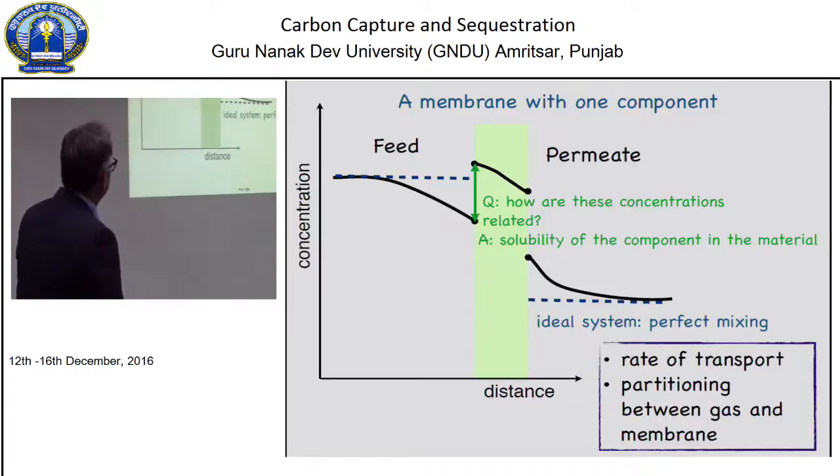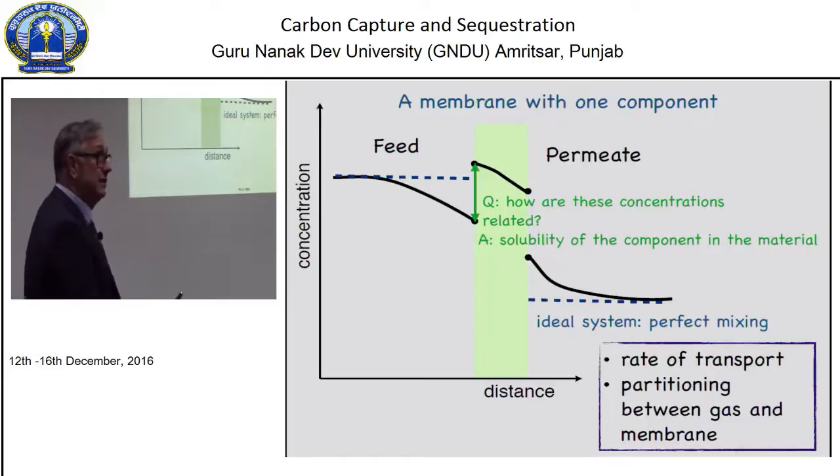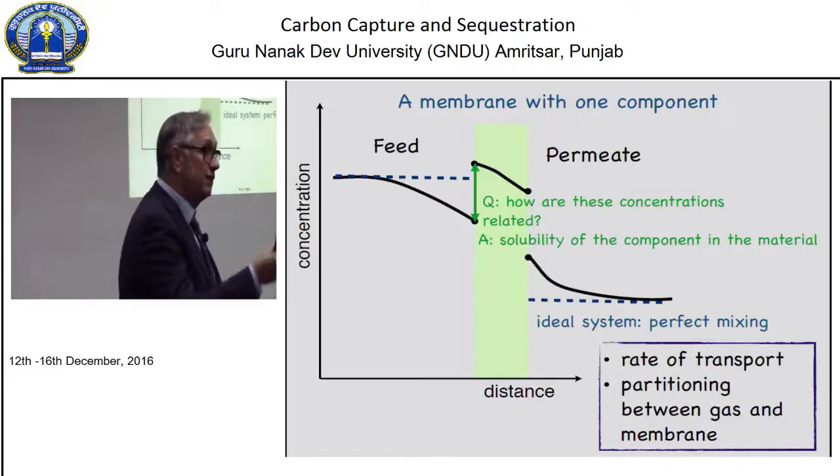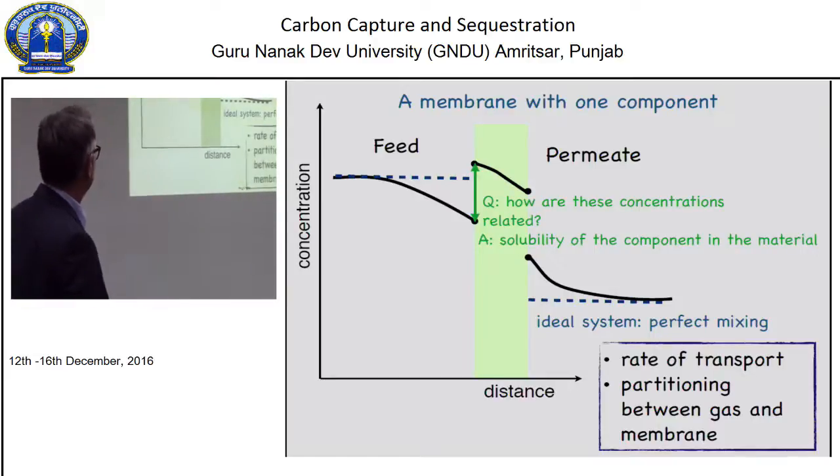So one would be that this is the solubility. This difference right here is the solubility of CO2 in the membrane. If it's more soluble in the membrane than the gas, then this number is higher. And if it's less soluble, it's lower. So now you see already that calculating or understanding the solubility of CO2 in your material is very important.